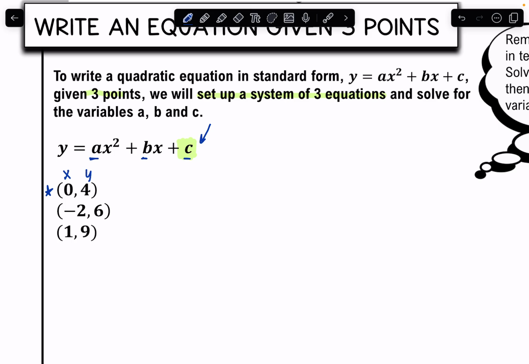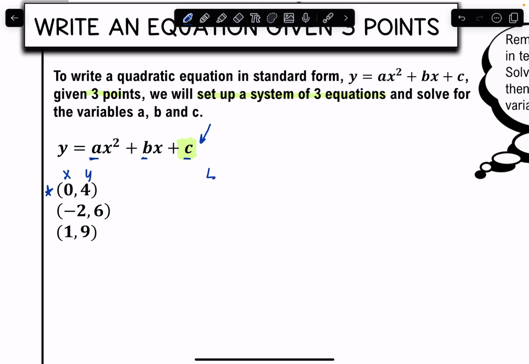Well, if I know that this is my y-intercept right here, and how do I know it's my y-intercept? Well, x is 0, right? When x is 0, I'm not moving left or right, I'm only on the y-axis. So what I can say is that c equals 4.